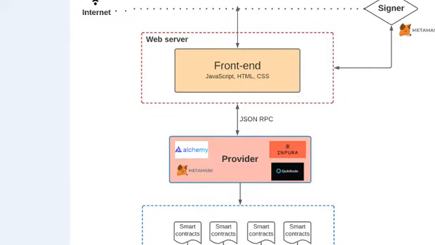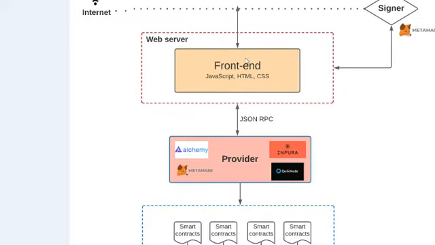Now I'll explain one piece after the other. So let's start with the signer. The signer, like I said, helps us to sign into the blockchain. It helps us to sign our transactions. It helps us to talk to blockchain smart contracts. That's all the signer does. Then we have a front end.